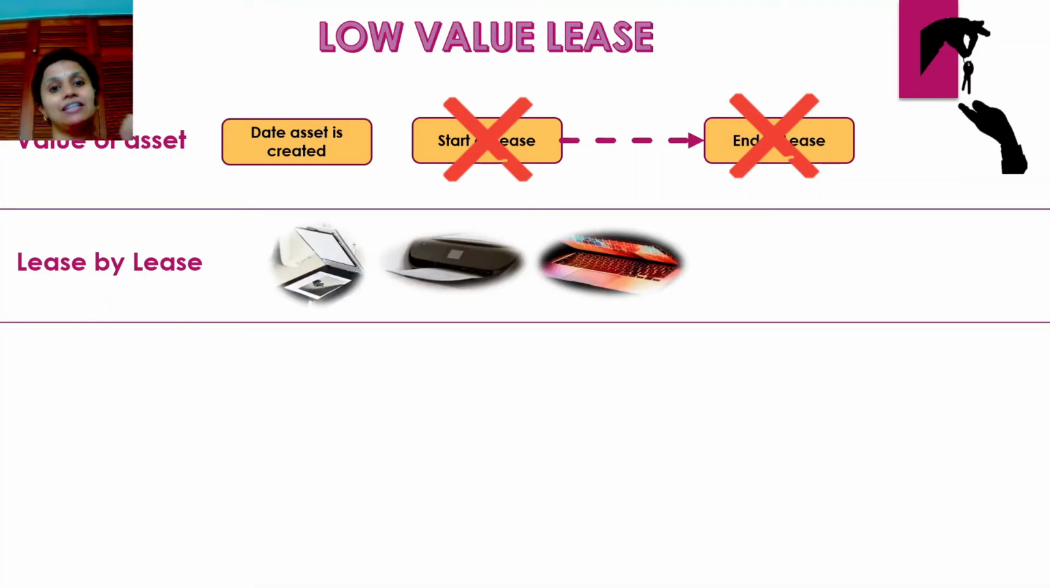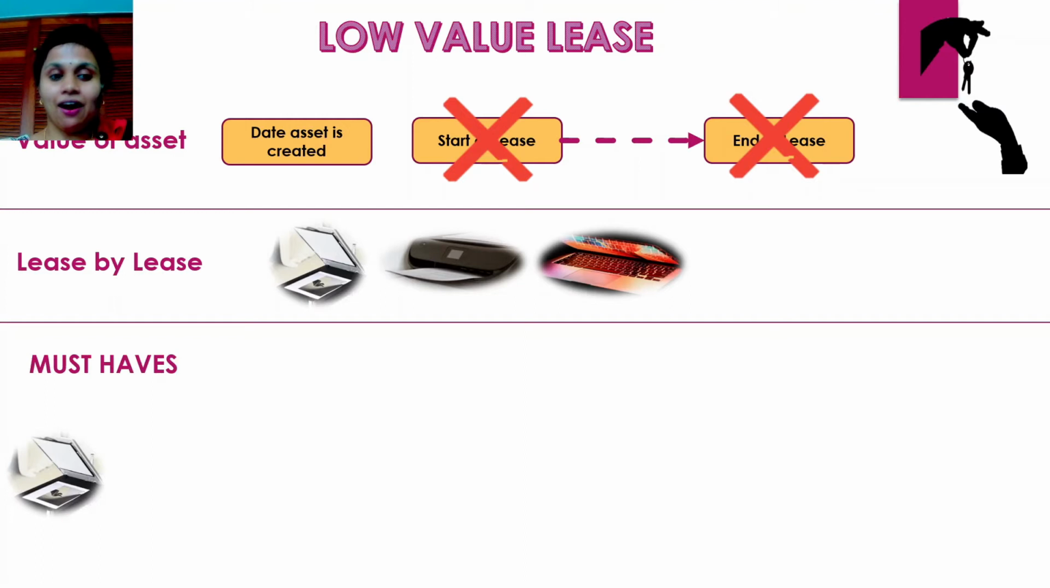So, if you have a lease that is entered into for a scanner, a printer, and a laptop, in this case, you can decide that I will apply IFRS 16 to the low valued scanner, but I will not apply IFRS 16 to the low valued laptop. So, in that sense, it is different from the decision on short term leases. There are a few characteristics that an asset should have to be classified as a low value asset.